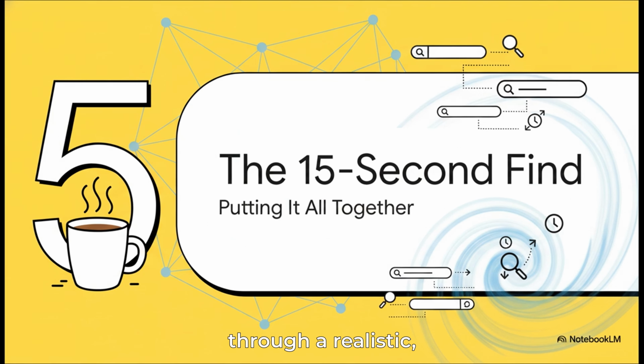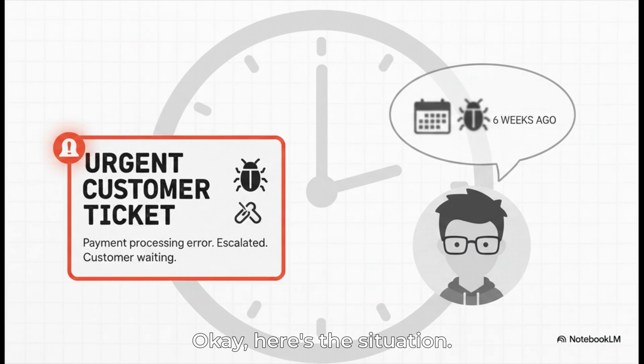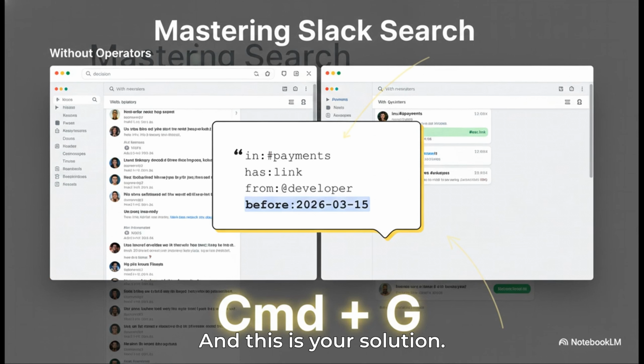All right, let's put it all together. We're going to walk through a realistic, high-pressure support scenario, and we're going to solve it in less time than it takes to pour a cup of coffee. Okay, here's the situation. A customer is reporting a problem. You remember a similar payment bug was fixed about a month and a half ago. You need to find the pull request link from that conversation, and you need it now. The clock is ticking.